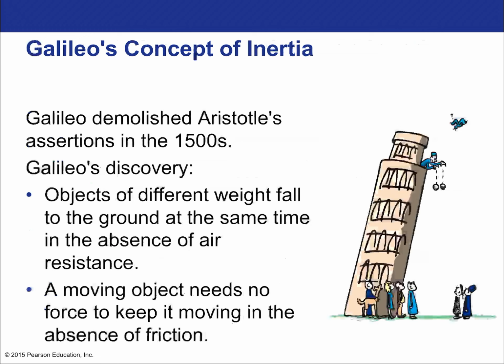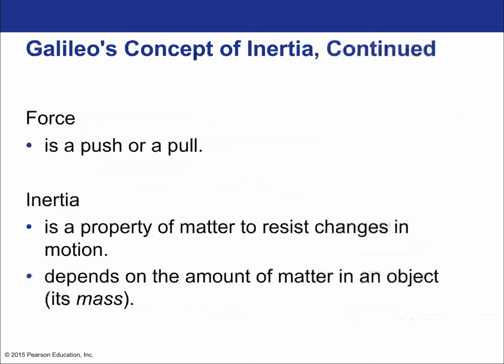A moving object needs no force to keep it moving in the absence of friction. So if you have a really smooth surface, think like an icy lake, and you push something, it'll keep moving for a very long time because there's so little friction. If you were to eliminate that friction completely, which of course we now know is possible in deep space, then something will just move forever. Okay, so now we have some modern ideas.